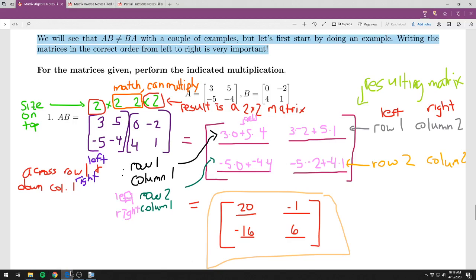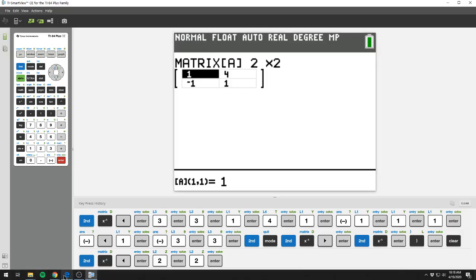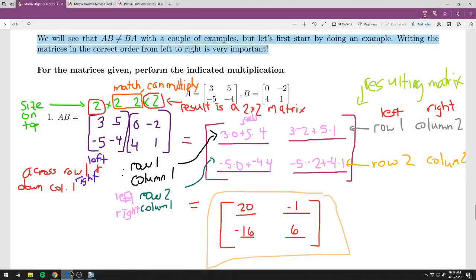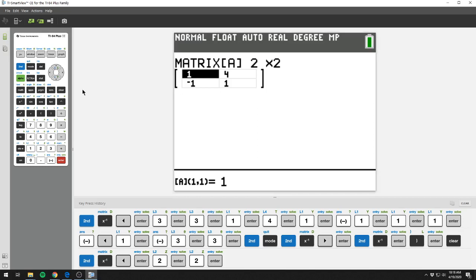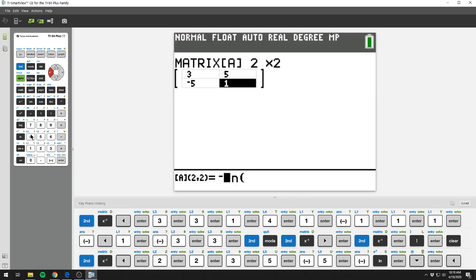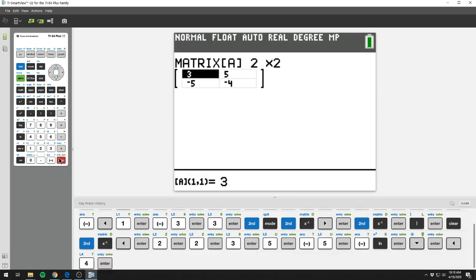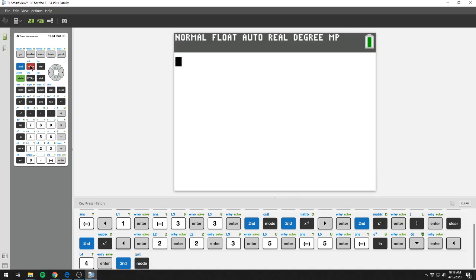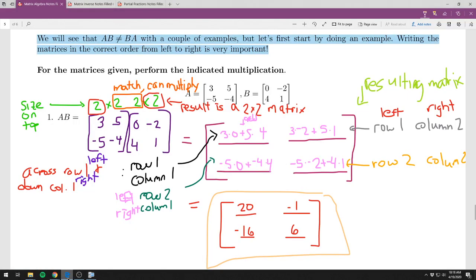Now these are just placeholders. If your matrix A from before that you had filled out you think you might need again, just put it in a different one. But matrix A, the first one is 3, 5, -5, -4. So we got 3, 5, -5, -4. That is matrix A. We also need to make matrix B before we try to multiply them.